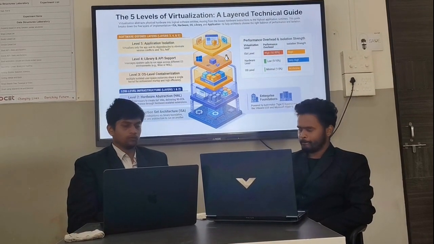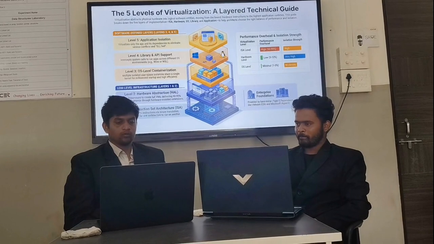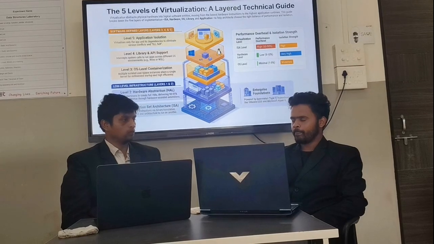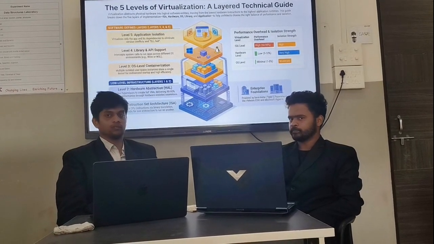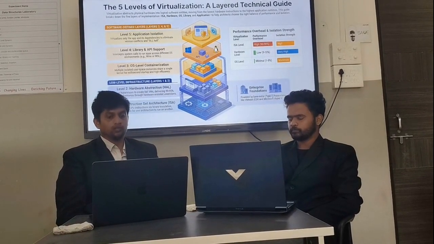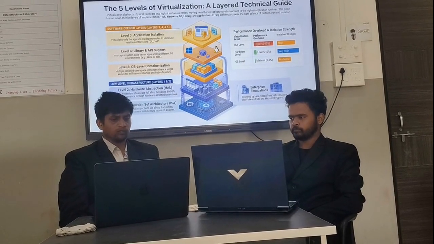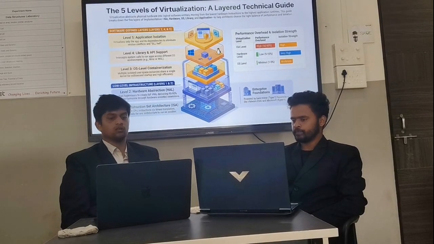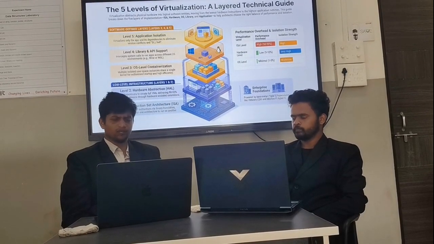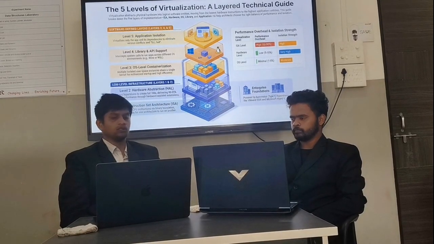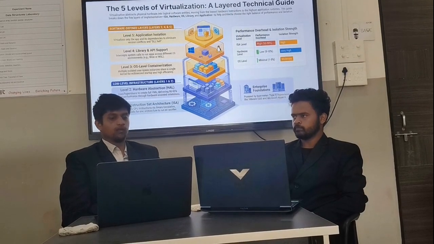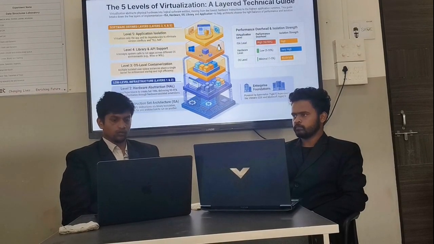Yes, you are absolutely right. If the guest tries to execute a privileged instruction, the CPU would trap it and transfer control to the hypervisor. The hypervisor would then emulate the effect safely and mitigate the situation. For example, if a guest OS tries to modify a protected control register, the hypervisor will intercept it and perform the safe virtual equivalent.